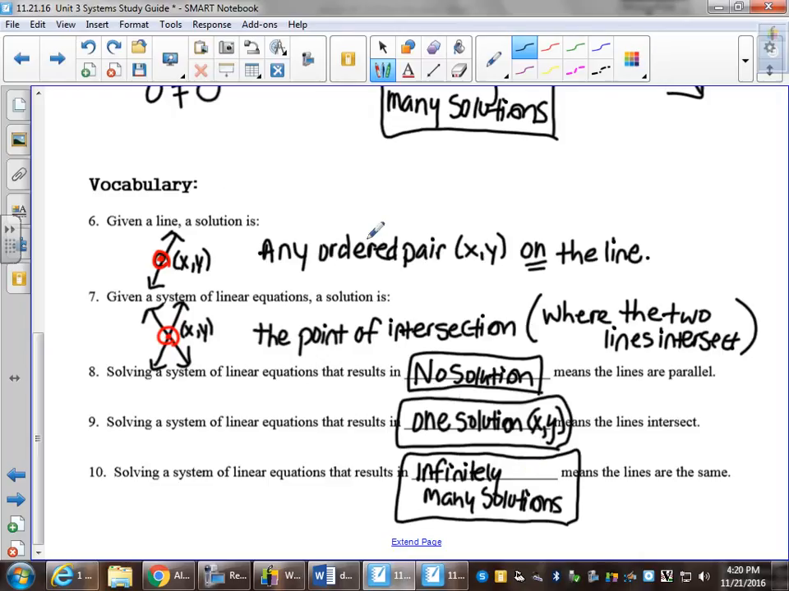So a big recap, okay? If you're just given one line, it could be any point on that line. But here, if it's a system, it's just one point, just where they intersect. Big difference. And then here we have a nice recap of our vocab. If it's parallel, it means no solution. If the lines intersect, it means that there's one solution where they cross. And if they're the same, I get infinitely many.